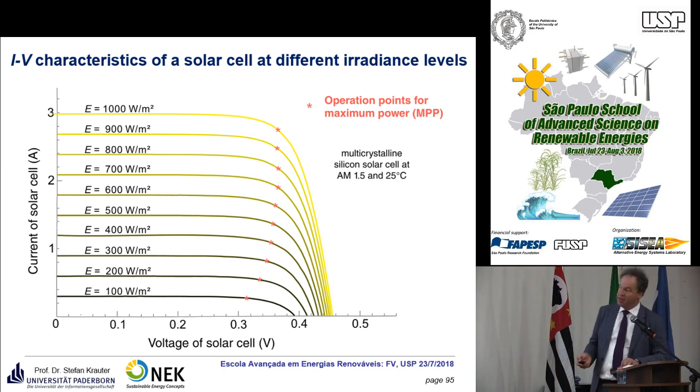This is also one of the most important curves of IV characteristics. So we have here the voltage of the solar cell and the current. This is under standard test conditions, 1,000 watt per square meter. You have the maximum power point. And if you reduce the irradiance, what will happen? You get fewer photons, that means fewer electrons. And so the current is directly proportional to the irradiance. So 10% of the irradiance means you have 10% of the short circuit current.